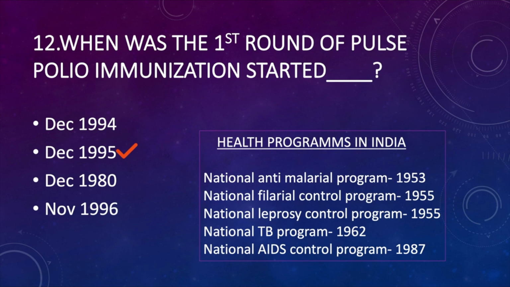Health programs in India. National Anti-Malarial Program in 1953. National Filarial Control Program in 1955. National Leprosy Control Program in 1955. National TB Program in 1962. National AIDS Control Program 1987.